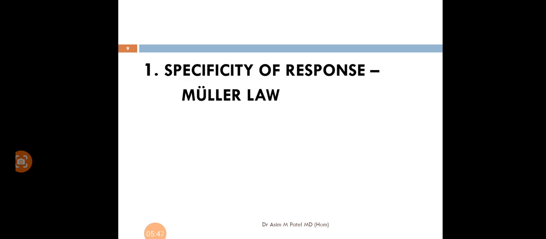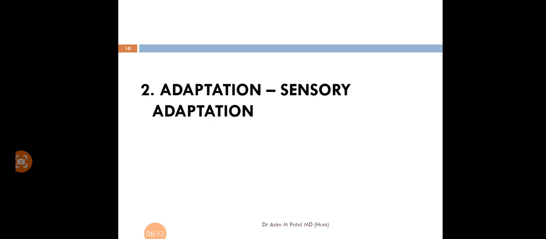The next thing is about the properties of receptors. The first property of a receptor is specificity of response, also called Muller's law. It means the receptors are specific in their function. One particular receptor will respond to only one particular stimulus. The receptor for pain sensation will respond only to pain sensation. The receptor for vibration sensation will respond only to the sensation of vibration. So they are specific in their function. This property is known as Muller's law.